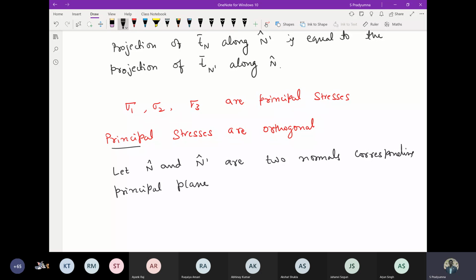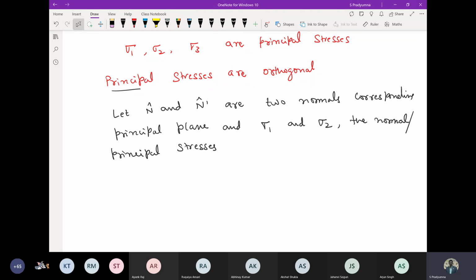So one corresponds to sigma 1 and the other with respect to sigma 2. That means sigma 1 and sigma 2 are the corresponding normal or the principal stresses. Corresponding normal means that on that particular principal plane, the normal stress is sigma 1 and sigma 2 respectively, or I can also call it principal stress.